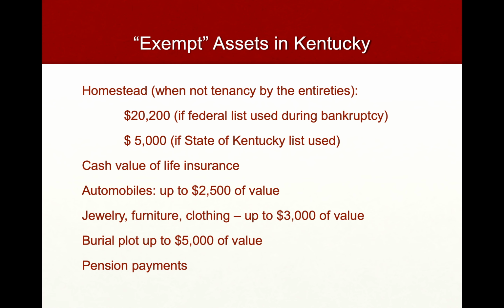There are other exempt assets in Kentucky. If you file bankruptcy in Kentucky, your homestead, if you use the federal list, is $20,200 of the value of the homestead that is exempt. Basically, you might be forced to sell your home, but you keep $20,200. Cash value of life insurance is exempt. That's a huge exemption. Automobiles up to $2,500 in value, jewelry, burial plot, and pension payments and the like. And as we've already seen, 401ks and IRAs are exempt to a big degree.